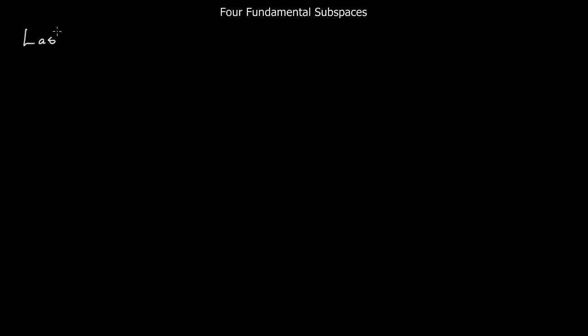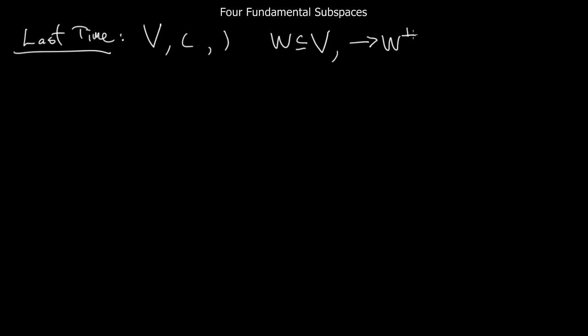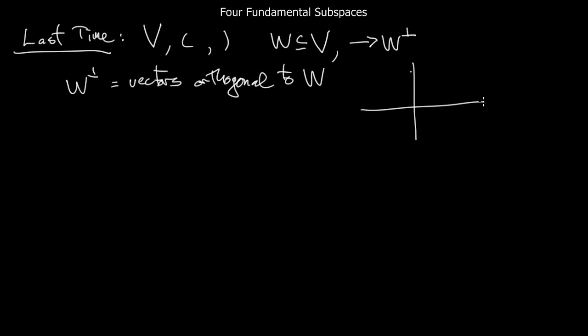Welcome back. We're going to revisit the issue of the four fundamental subspaces, now from the point of view of orthogonality. Let me remind you where we were last time. We talked about having a vector space with an inner product, and if you have a subspace W, you can take its orthogonal complement, W perp. That's the set of vectors in V which are orthogonal to W, and that's also a subspace. And the usual picture is like this: you have W, then the orthogonal complement looks like that.